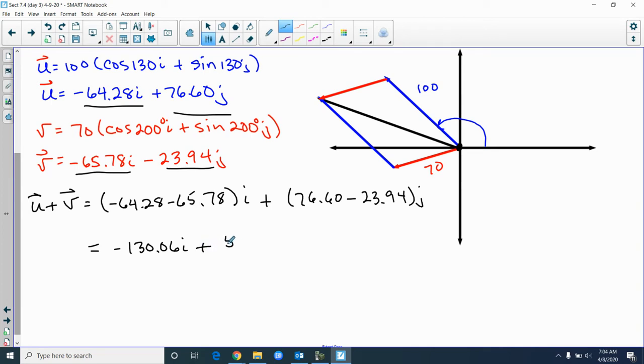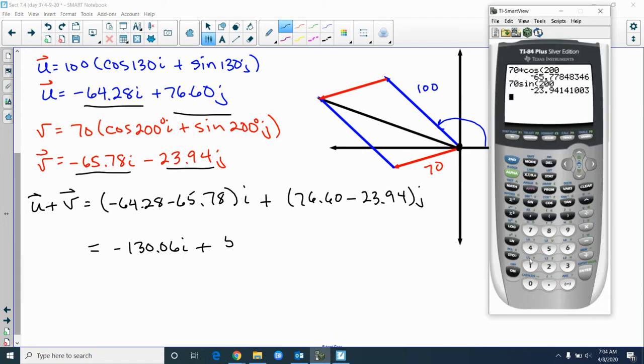52. Let's see. What do we get for that second one there? I disagree with what I got down. 76.60 minus 23.94.